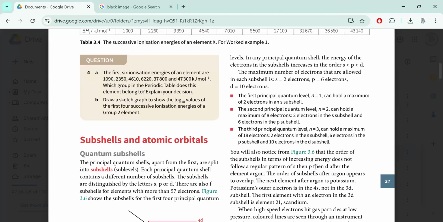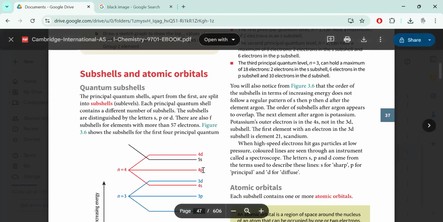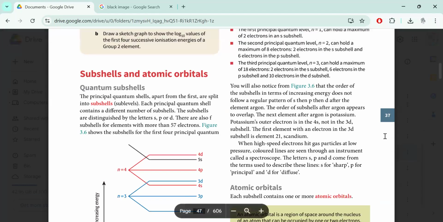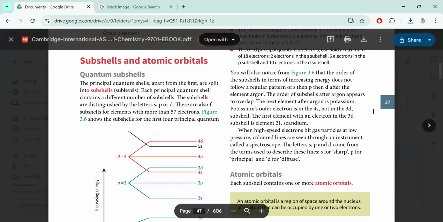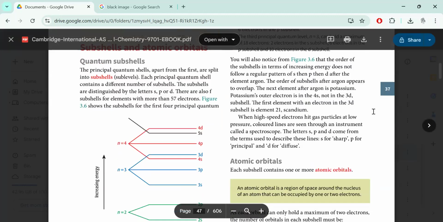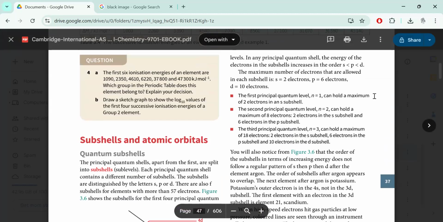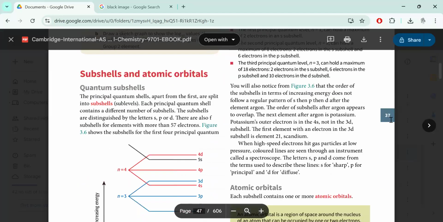This is N3. So we've already discussed N4. Usually, in daily questions you will only find up to level 3. But just so that you know, S can hold up to 2 electrons, P can hold up to 6 electrons, and then D can hold up to 10 electrons, while F can hold up to 14 electrons. Okay.